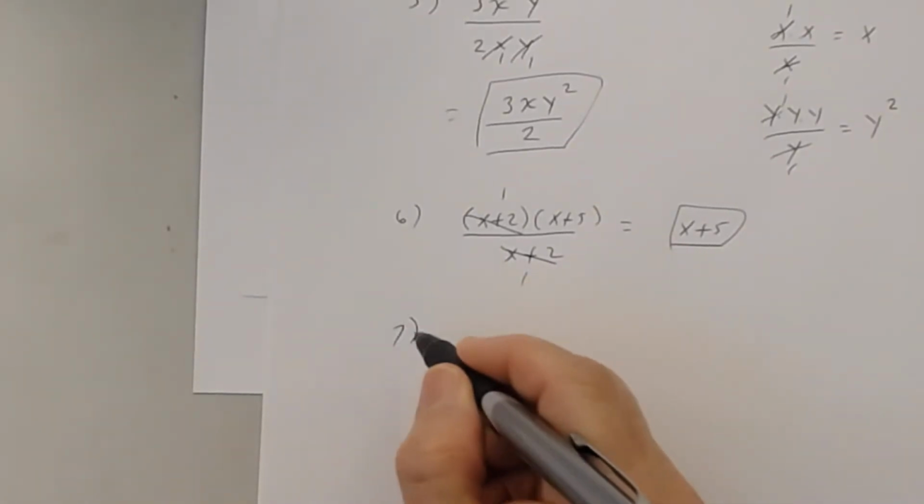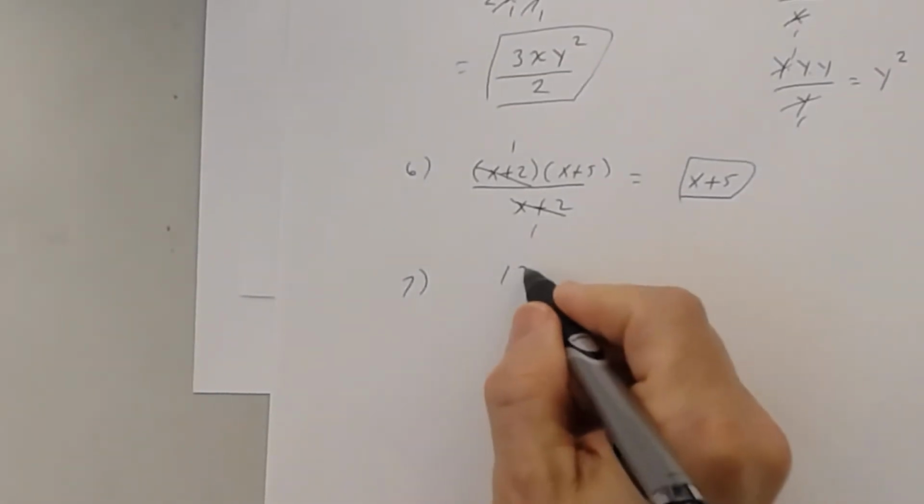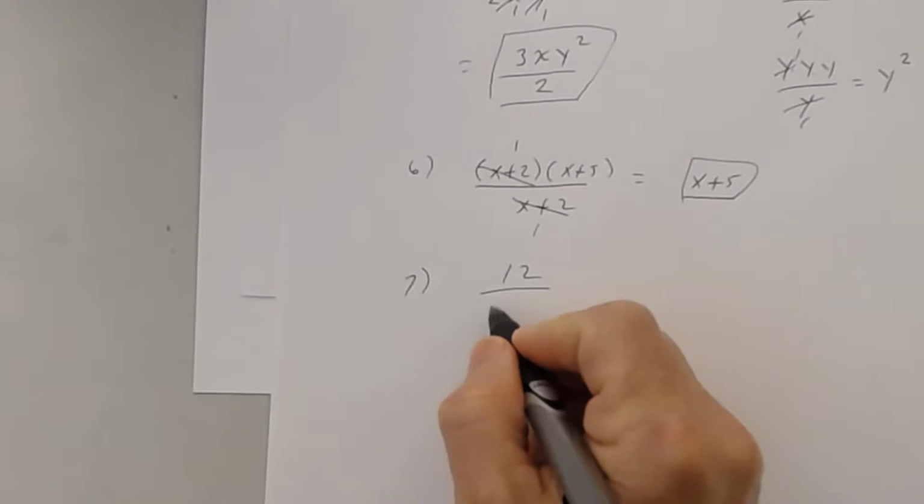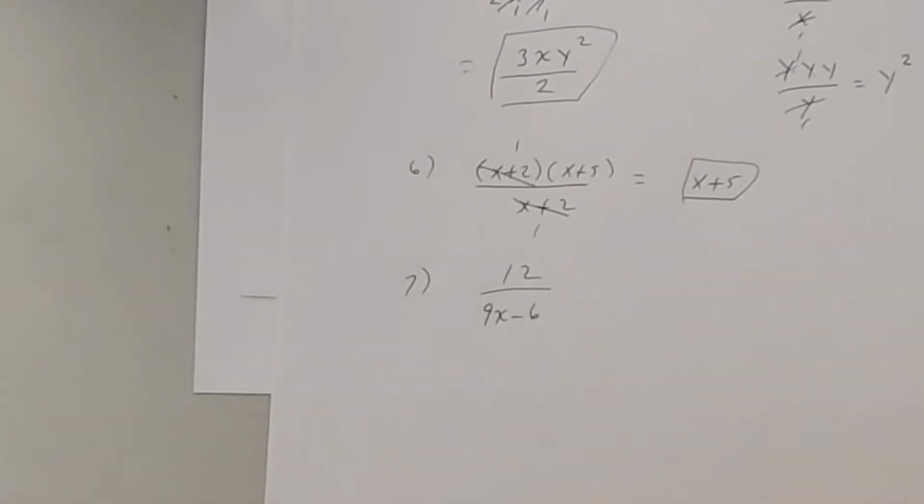Okay, number 7. We have 12 divided by 9x minus 6. All right. What's the only factor you see in the numerator, or the only term you see? 12. Will that 12 reduce to anything down there? The 6? You think the 6?